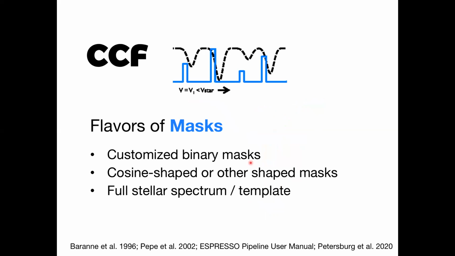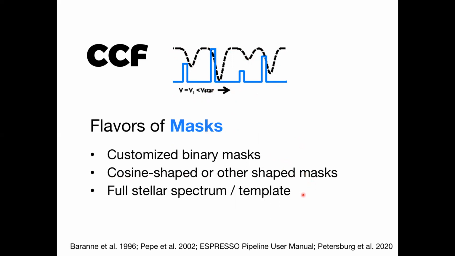All right, so where do you get a mask? There are several flavors of masks. The most commonly used ones are customized binary masks. So you use some algorithm to tease out spectral lines and their depths. And you also sort of hand curate your spectral lines and adjust their depths. Or you can change the shape of the mask to non-binary, so maybe a cosine shaped or other shaped mask instead of the delta function shaped.